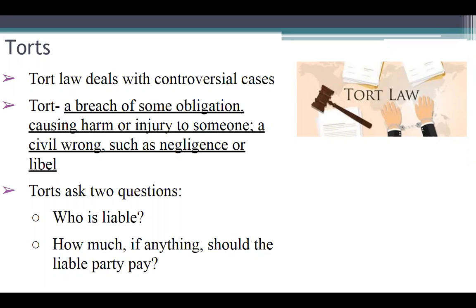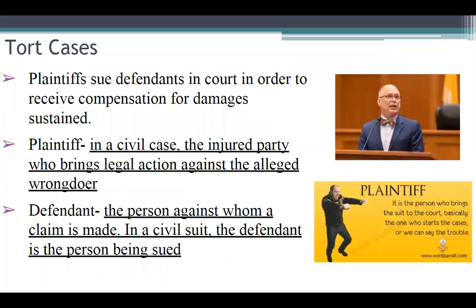But torts really ask two questions. One, who is liable, which we'll talk about liability, what that is. And two, how much, if anything, should the liable party pay to the victims of this tort, right? So let's go ahead and jump forward, right?